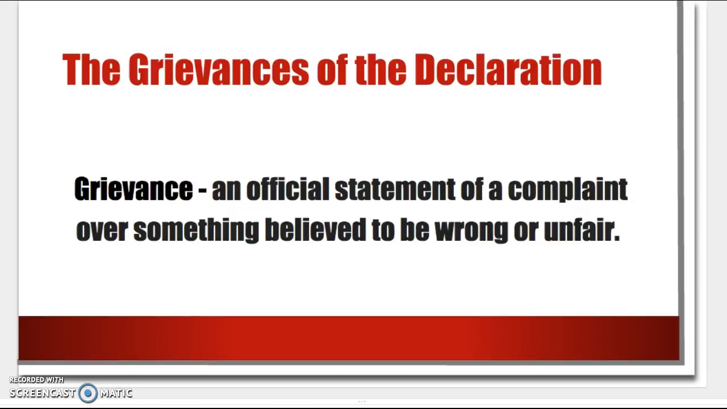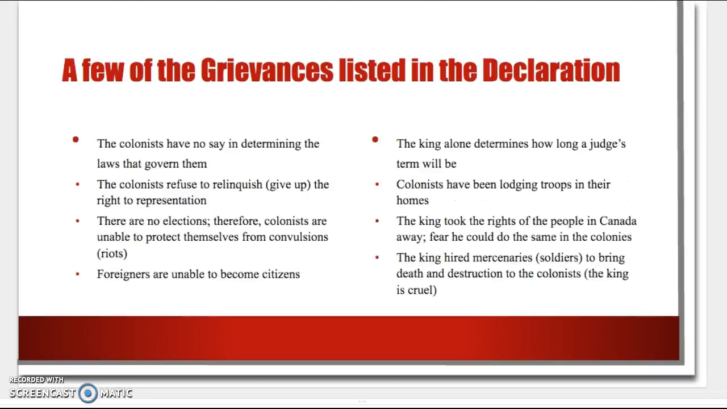All of those reasons that she lists as breaking up with him, those could be considered grievances. They're complaints over something believed to be wrong or unfair. So hopefully that helps you understand grievances. So in the Declaration of Independence, the colonists write an entire section on the things that they believe to be wrong or unfair that King George actually did. And through that, here's a few of the grievances that are actually listed in the Declaration.